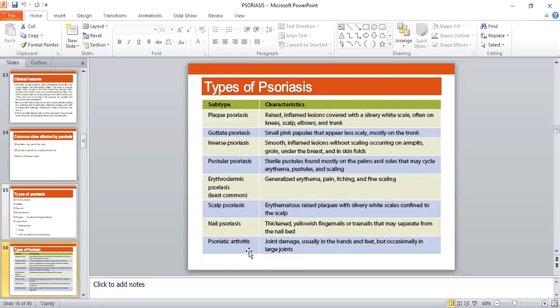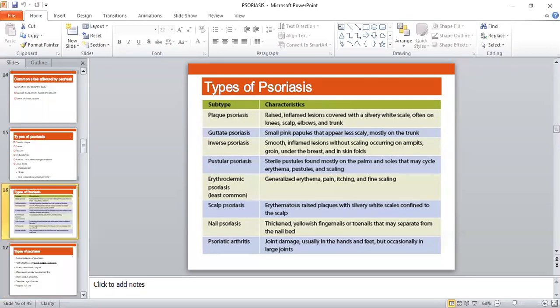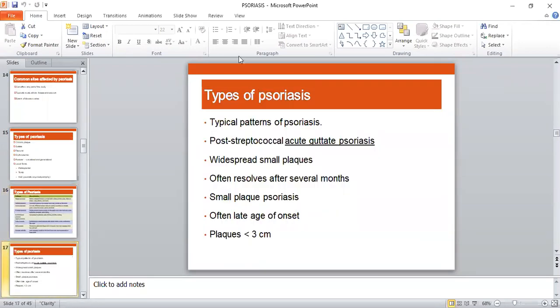Psoriatic arthritis means joint damage, usually in the hands and feet, but occasionally in the large joints. Psoriatic arthritis leads to deformity, and it is very painful, so the patient has these deformities. Typical patterns of psoriasis: this is basically guttate psoriasis, post-streptococcal acute guttate psoriasis, with widespread small plaques that often resolve after several months, and small plaque psoriasis, often with late onset of disease, where the plaque is less than 3 centimeters because these are small plaques.